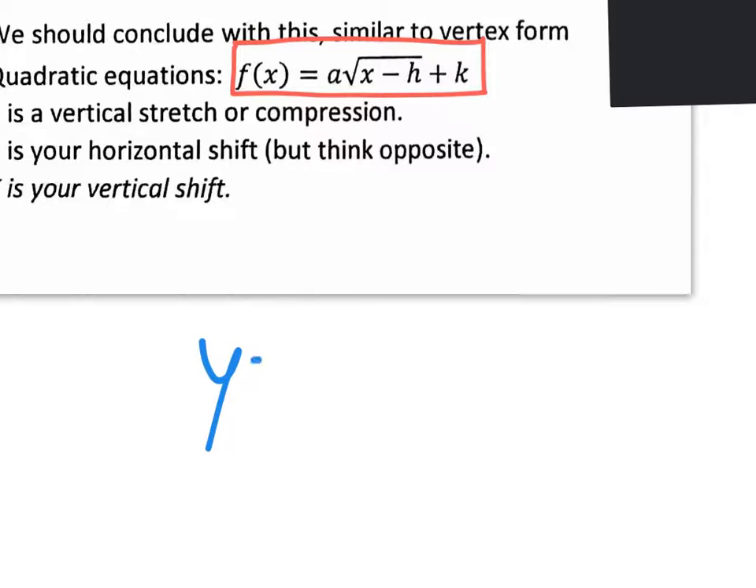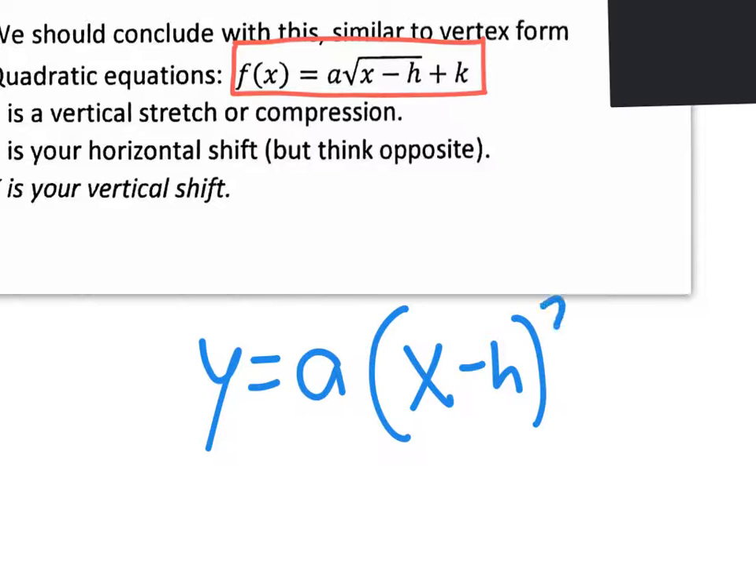You guys remember y equals a(x minus h) squared plus k? You guys remember that? That was from graphing parabolas. And we were able to find the most important point of a parabola by identifying h and k. H and k was our vertex. That was the most important point. You had to think opposite on h, and you took k for what it is, back when we found the vertex of a parabola.